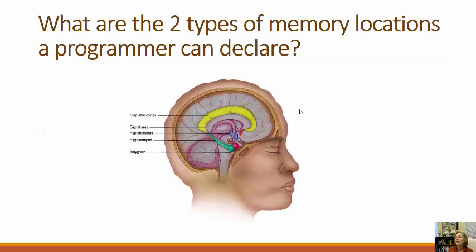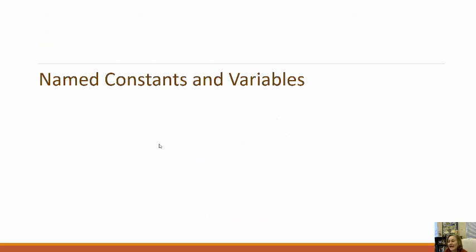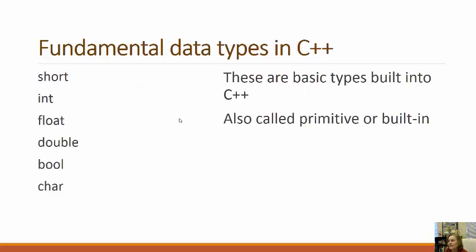What are the 2 types of memory locations a programmer can declare? Can you remember this? Named constants and variables.